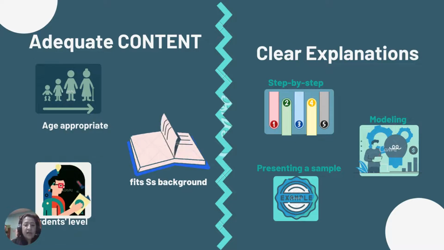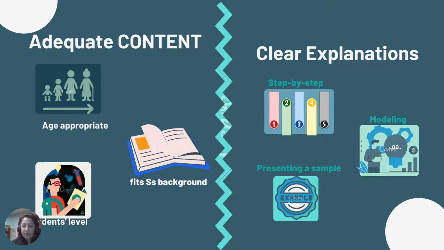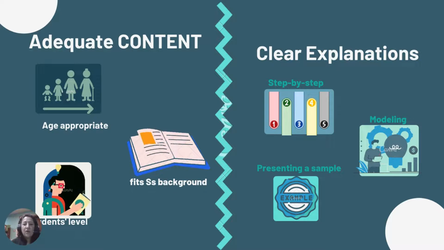new concepts. Here, it's very important to provide clear explanations of the materials, of the content within the classroom. The teacher can do it through a step-by-step process. She can model the activity through probably an experiment or a project, and she can present a sample or a final product of what they're supposed to do, so the student can comprehend quite clearly what they are expected to do.